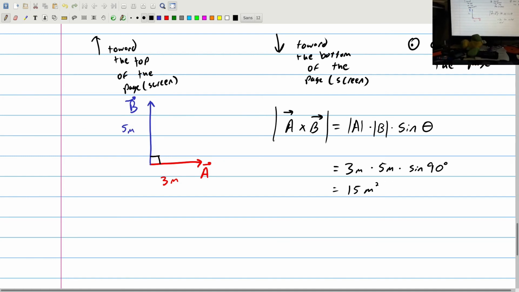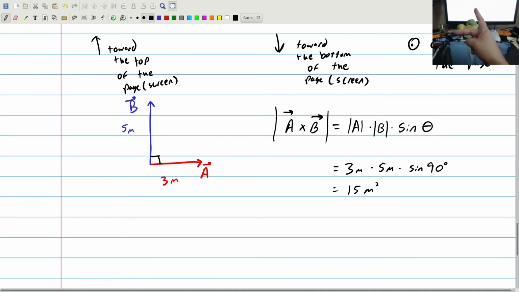Now, I'm going to take my second vector, and my second vector happens to be B. I'm going to make sure I have a 90-degree angle between my two fingers, and I'm going to rotate this so my first finger stays with A, and my second vector has to be B, which is this way, straight up, toward the top of the screen.